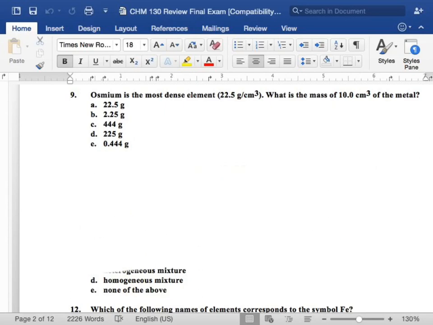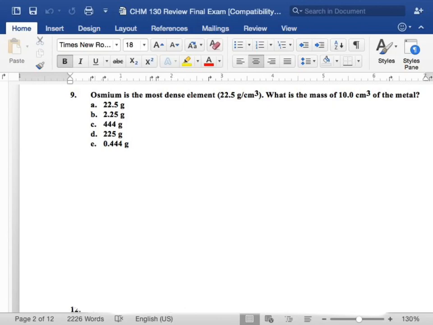I see numbers, I'd pull out the scratch paper. This is probably one I didn't need to pull out the scratch paper on, but I do it anyway. Osmium is the most dense element, 22.5 grams per centimeter cubed. What is the mass of 10.0 centimeters cubed of the metal?